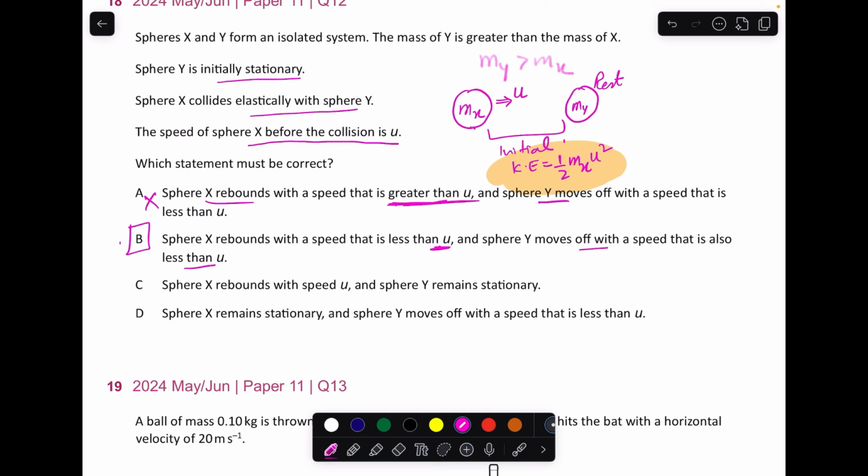Sphere X rebounds with speed u and sphere Y remains stationary. If it is rebounding with the same speed, the kinetic energy will remain conserved. That is not the case in the inelastic collision. Okay, you have to keep this in mind.